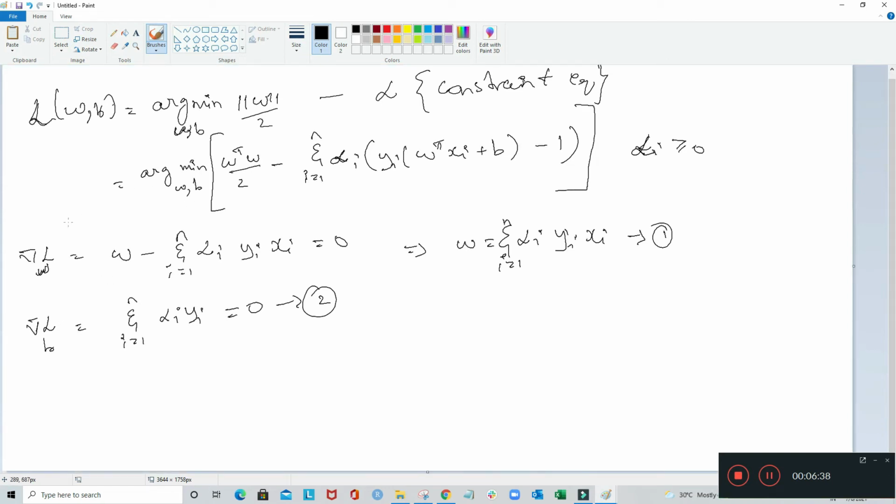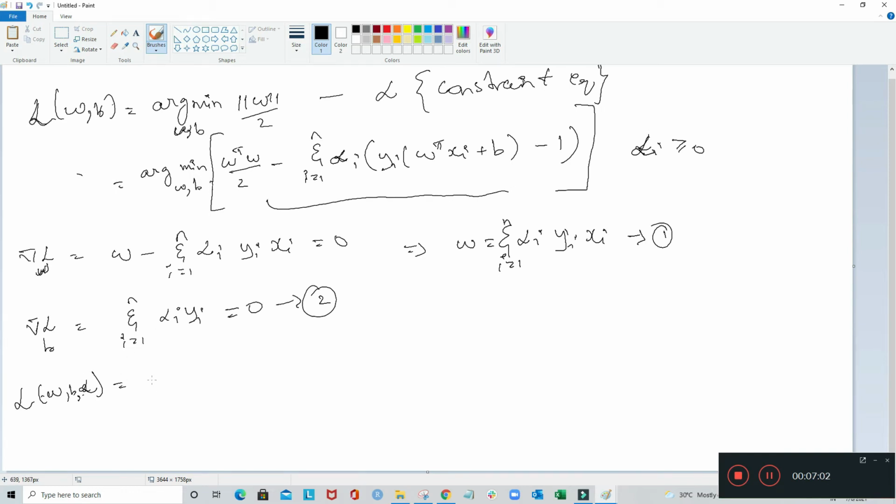Now our original equation becomes like this part. We can substitute equations 1 and 2 in this part.